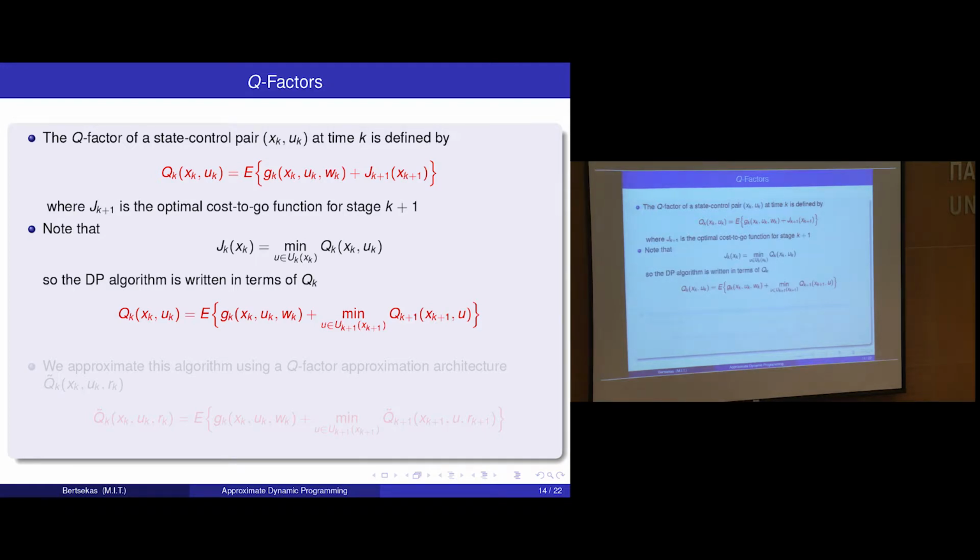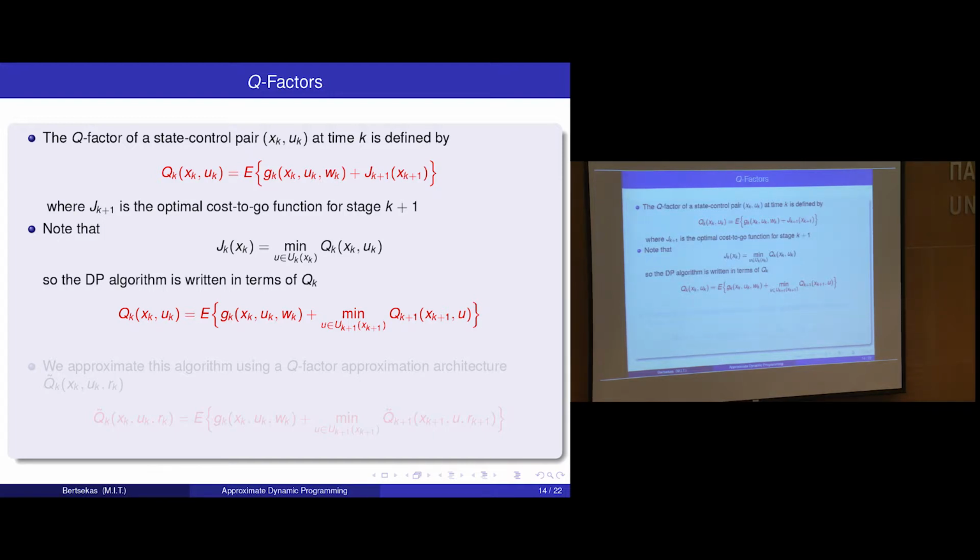Okay, now note that the optimal cost function from the dynamic programming algorithm statement is just the minimum over u of the QFactor, right? The QFactor is this expression that comes in from the dynamic programming algorithm. So from this equation, it just follows immediately that once you have the QFactors, you can recover the optimal cost function through this minimization operation. Moreover, if you look at the dynamic programming algorithm, if you look at this definition, and you note that this Jk plus 1 is the minimum of Qk plus 1 over u, you can write the exact dynamic programming algorithm equivalently in terms of QFactors, okay?